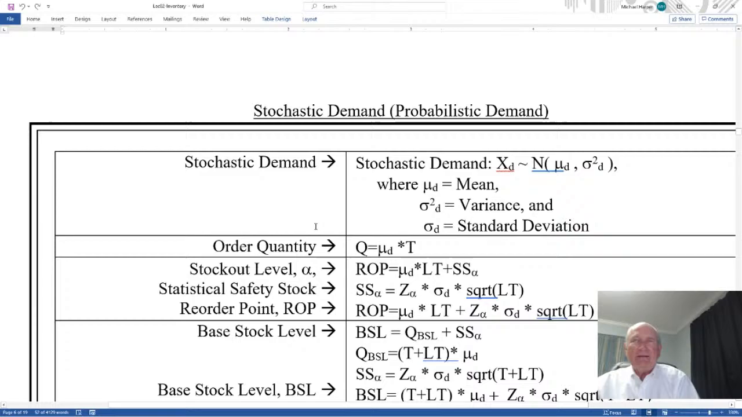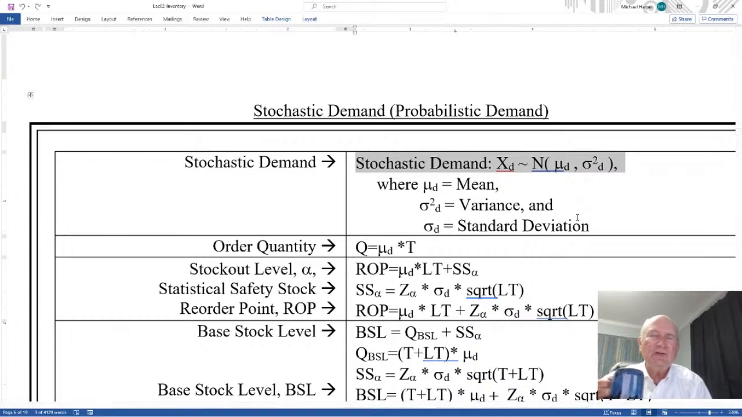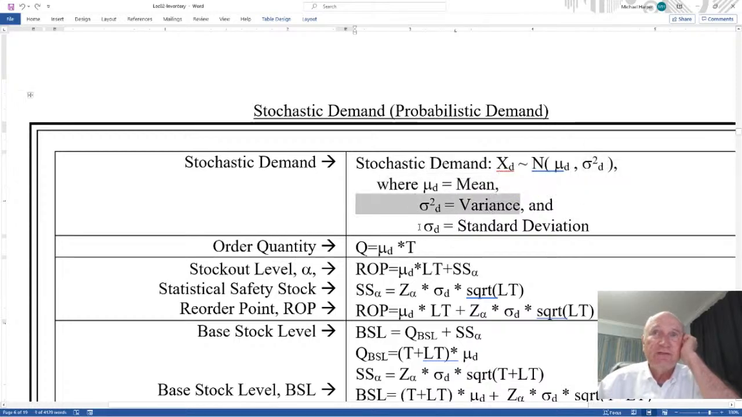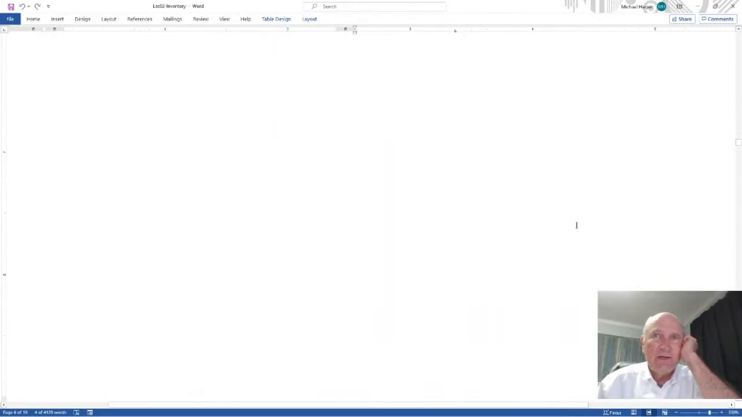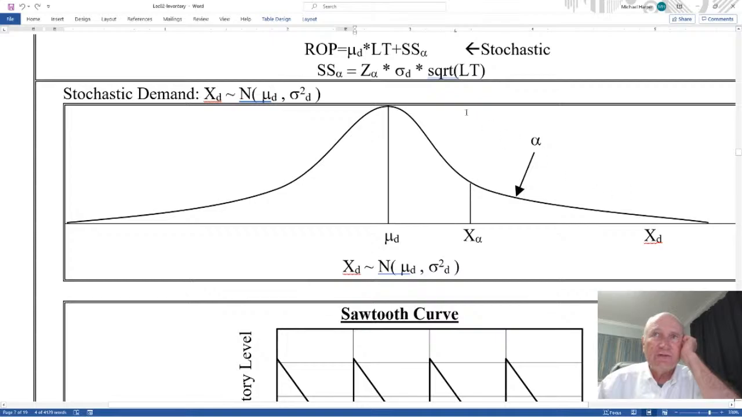Now let's go to stochastic demand. First of all, stochastic demand simply is a demand that follows a normal distribution. There are other distributions, but we'll stick with normal because it's a good distribution to start with. What I mean by normal, mu is the mean of the distribution. Sigma squared here is the variance of the distribution. The square root of the variance is the standard deviation of the distribution. Bell curve, that's what it looks like. Okay, this is the distribution.